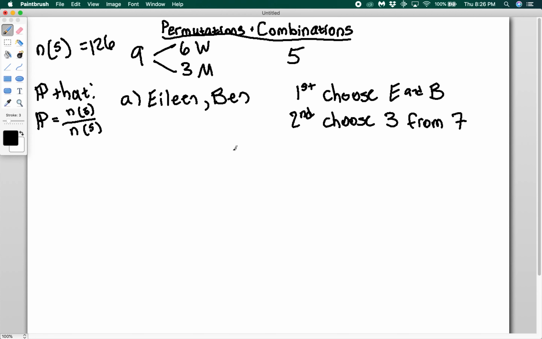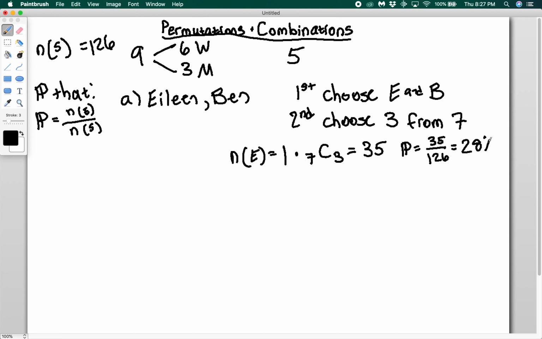The number of events that satisfy our requirement is just going to be 1, because there's one way to choose Aileen and Ben, there's only 1 Aileen and 1 Ben, times 7 choose 3. And this gives us 35. Again, Pascal's triangle, calculator, whatever. Then we can find the probability by taking 35 and dividing it by 126. When you do that, you get 28%. So around 28%, a little under a third of the committees that we make will have Aileen and Ben on them. Okay?